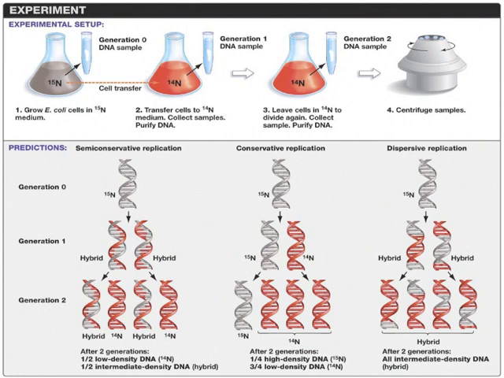The dispersive model predicts that each strand of each new molecule will contain a mixture of old and new DNA. If DNA were copied via dispersive replication, each generation would consist of intermediate density DNA. That is, all the DNA would be made of parts of the nitrogen-15 and parts of the nitrogen-14 DNA. So what did they find?